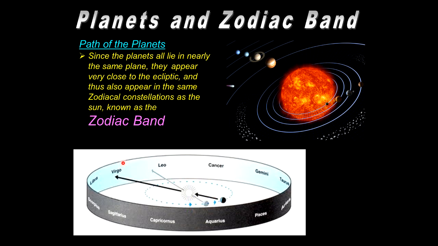So the planets will show up in the zodiacal constellations, as the sun does, but in slightly different areas. Plus or minus a few degrees north and south encompasses the region in which you will observe all the planets that you can see.